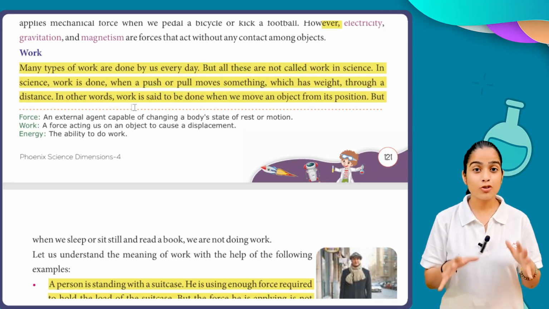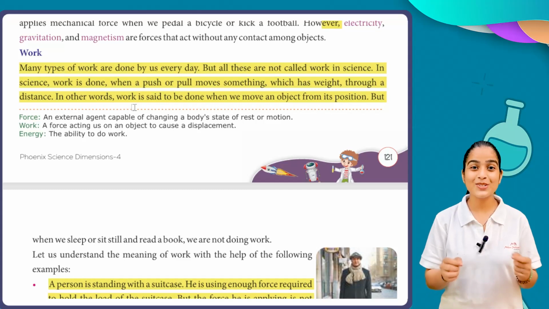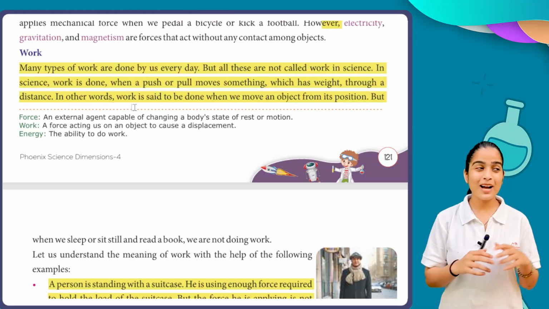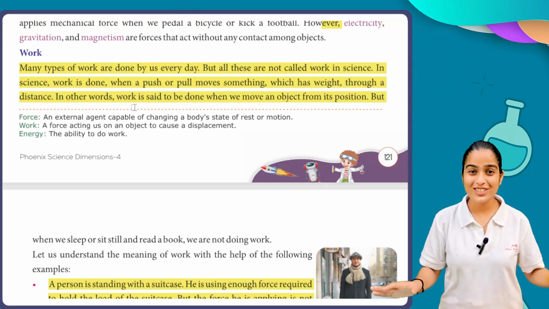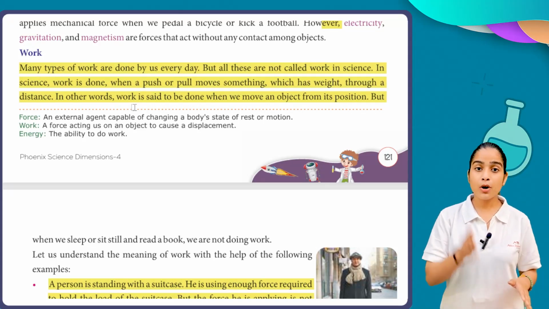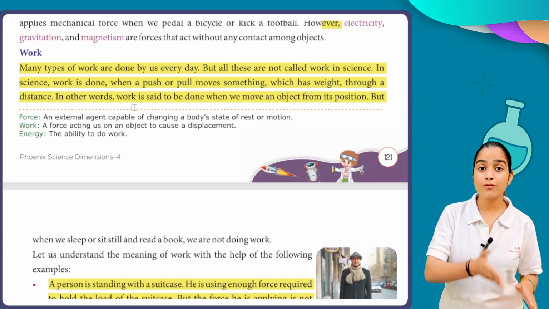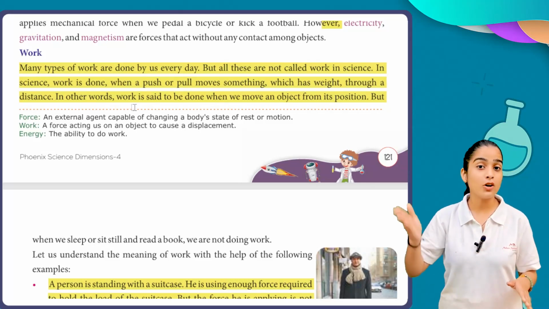So now, students, you are in danger, because you say, I am reading, I am learning for two to three hours, so I am working. Not according to science. You are not working, because for working according to science, you have to change the position of the object.